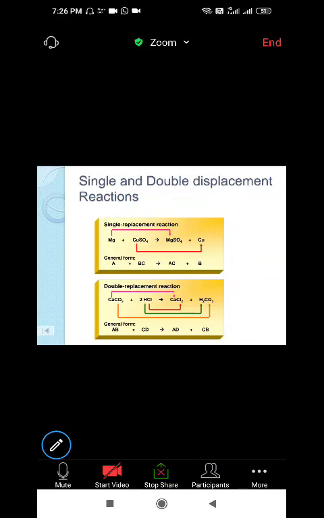Here I've tried to explain the single and the double displacement reaction very easily, right? The general form of a single displacement is A plus BC equals AC plus B. But in the double displacement, it is AB plus CD, where A is going to get mixed with D and B is going to get mixed with C. So this is the double displacement reaction. I hope this is clear to everyone, the single displacement and double displacement reaction.